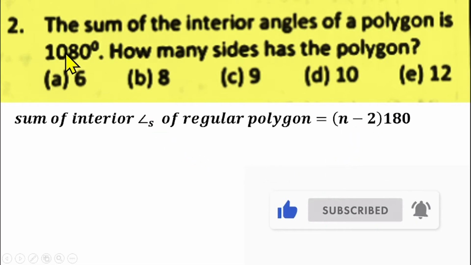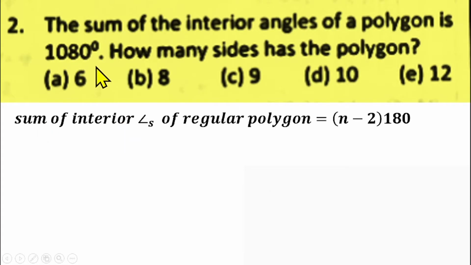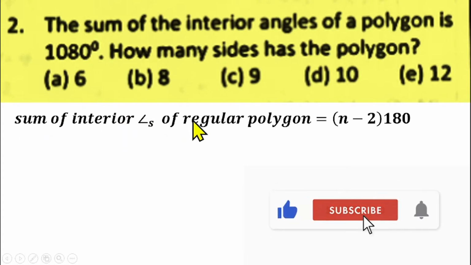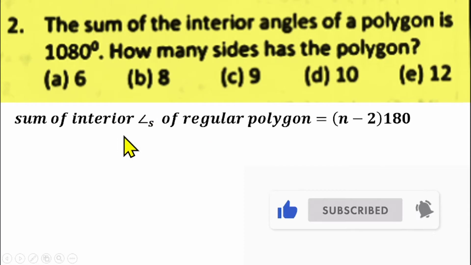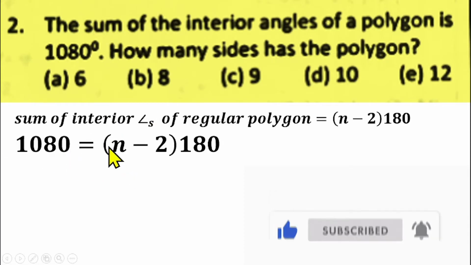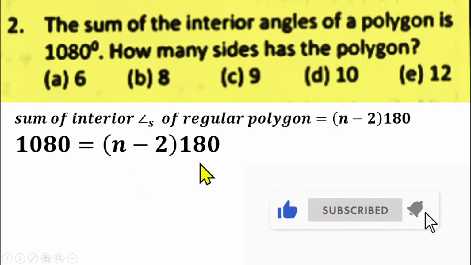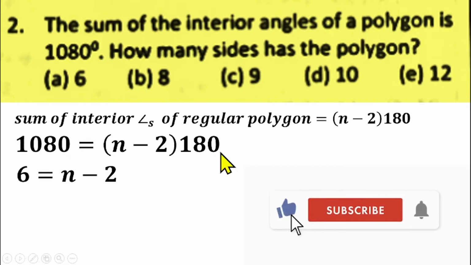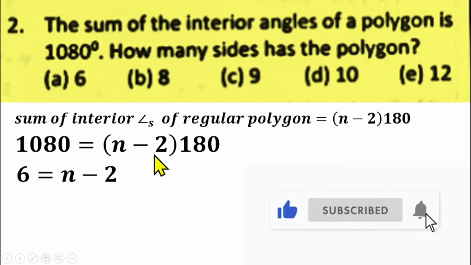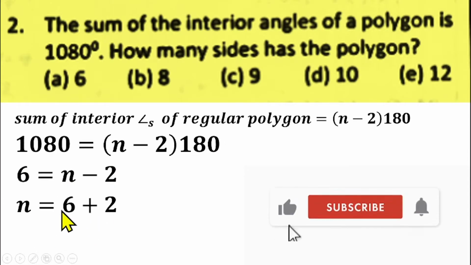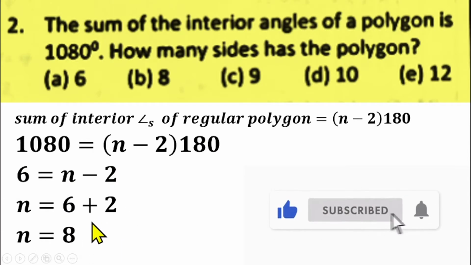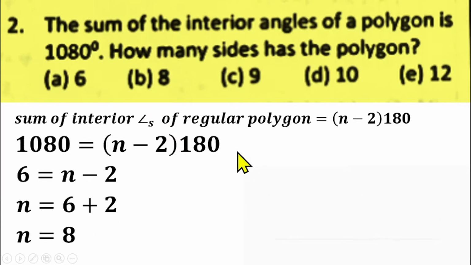In this case you are given the sum of the interior angles of the polygon. So that means 1080 equals the formula for finding the sum of the interior angles. From there you can divide both sides by 180. If you divide both sides by 180, 1080 divided by 180 will give us 6, and on the other side you'll be having n minus 2. So n will be equal to 6 plus 2, n will be equal to 8. That means the polygon has 8 sides, and that will be an octagon.